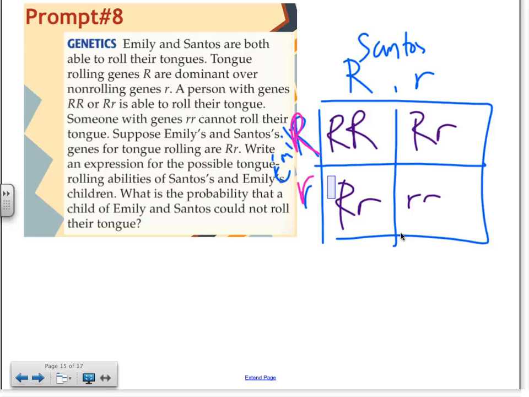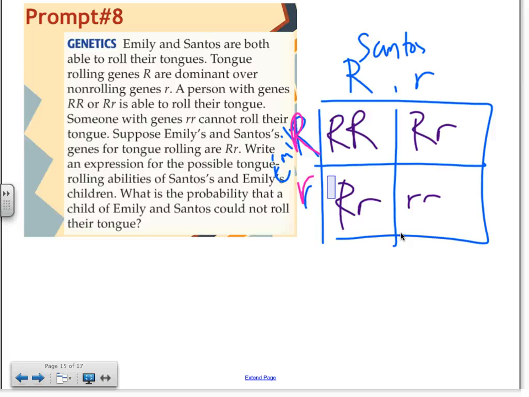if I want to write an expression for the possible tongue rolling abilities, based on this table, what are your chances of being able to roll your tongue? Very good. She said 3/4 or 75% because remember, if you have at least one dominant gene, you are able to roll your tongue. That's pretty simple. Cannot roll the tongue meaning you have 2 small r's, right? But anything else, you can roll your tongue.